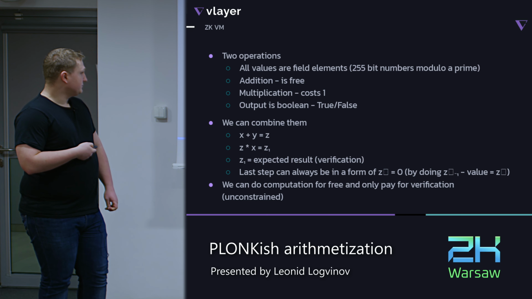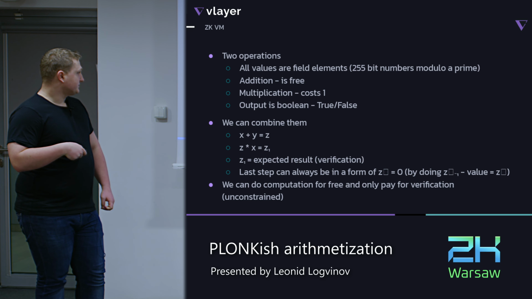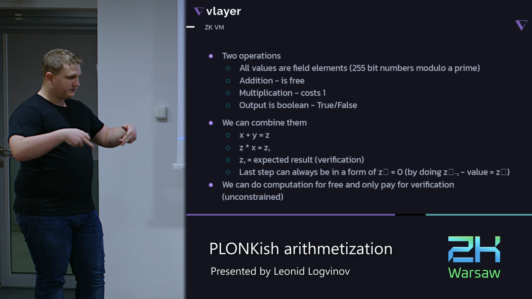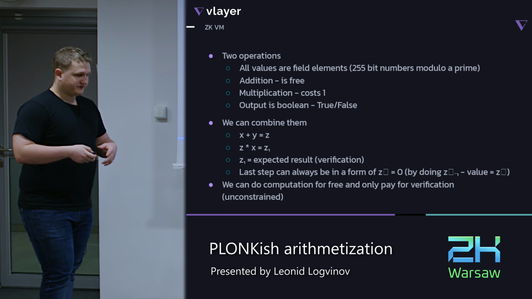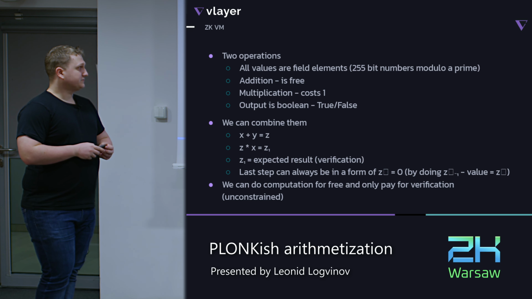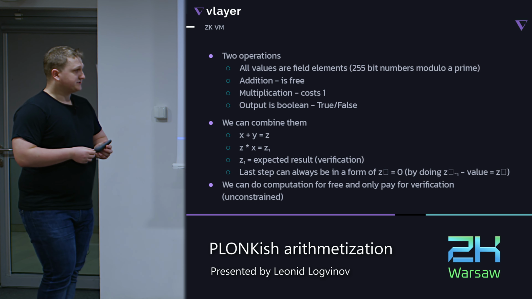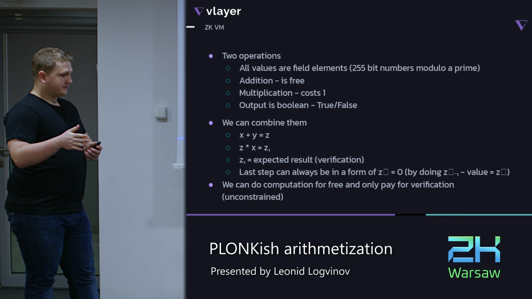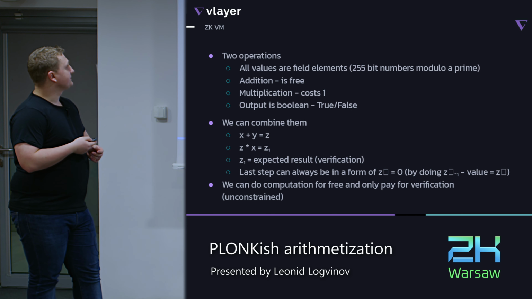And we can also do unconstrained computations. So we can use the unconstrained to compute something which is not verified, and then use the result of that computation to verify our computation. And that will be helpful in some cases, because for a bunch of computations, it's easier to verify against something than it is to compute this something. But we'll see that in the next example.